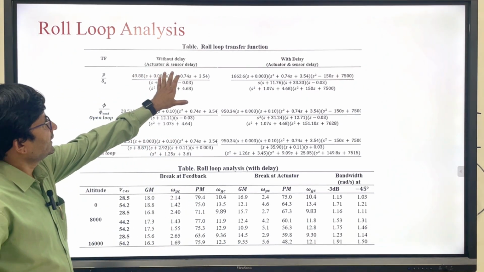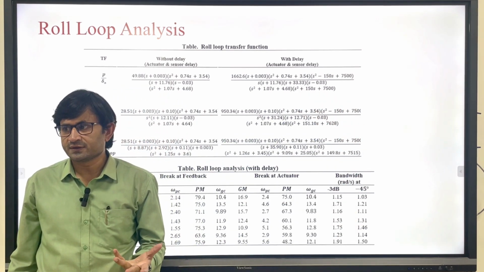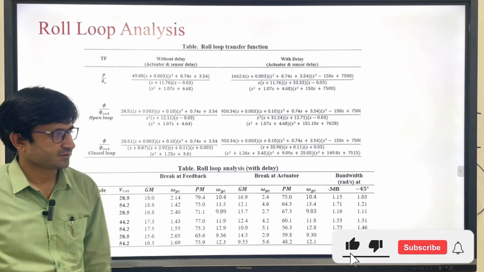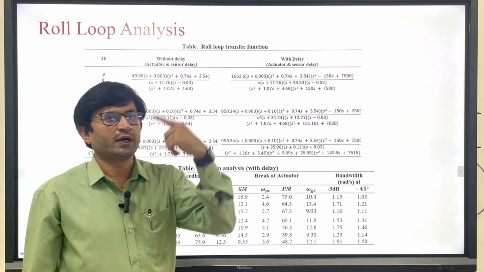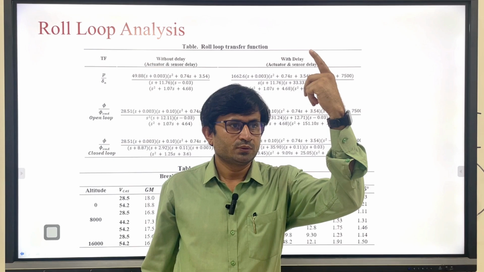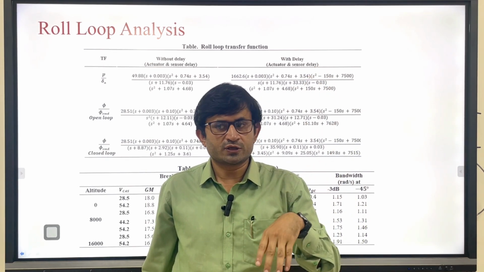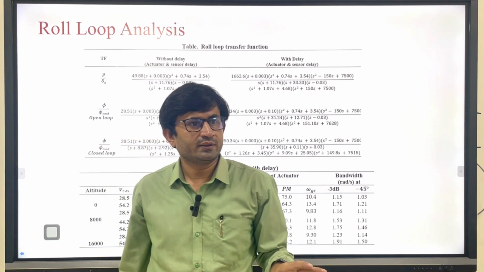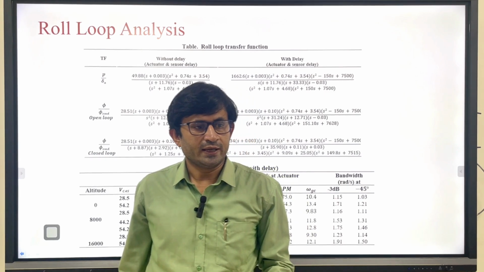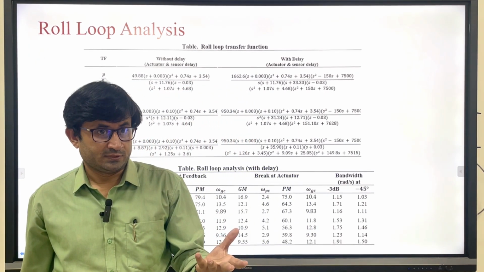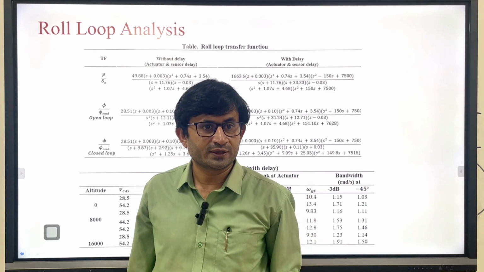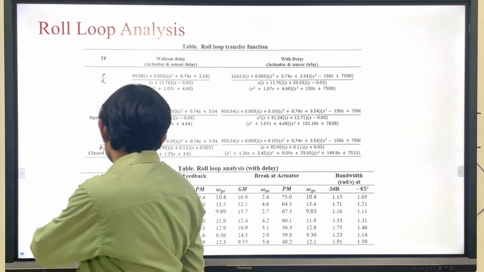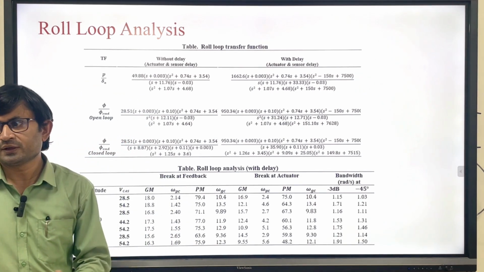This is without delay and this is with delay, and we have considered an 80 millisecond delay using the Pade approximation. The altitudes are 0, 8,000 feet, and 16,000 feet, and this is the calibrated airspeed. When you go to higher and higher altitude, the true airspeed will change, but the equivalent airspeed will remain the same. When you measure speed using a pitot tube, there will be error, so you have to calibrate. After the calibration, the speed you get is the calibrated airspeed, because every component has to be calibrated.